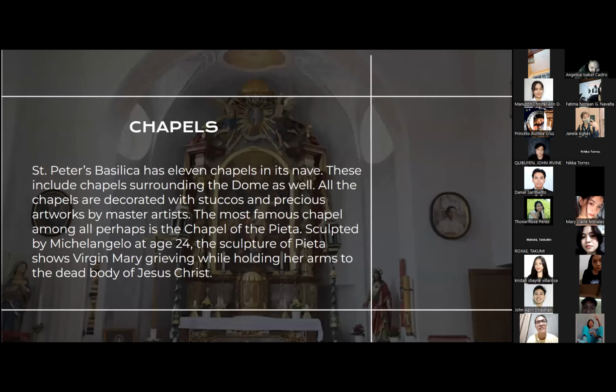So chapels. St. Peter's Basilica has 11 chapels on its nave. This includes the chapel surrounding the dome as well. So yung mga chapels na ito ay dinisenyo ng iba't ibang master artist that time. But the most famous chapel is the Chapel of Pietà, sculpted by Michelangelo again at the age of 24. The sculpture of Pietà shows Virgin Mary grieving while holding her arms to the dead body of Jesus Christ. Next slide po.